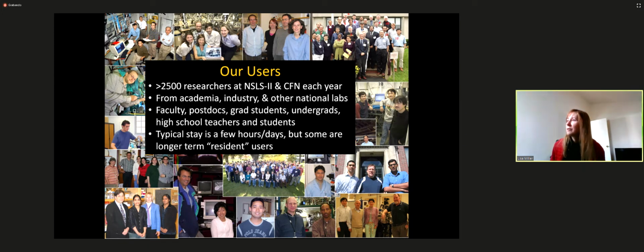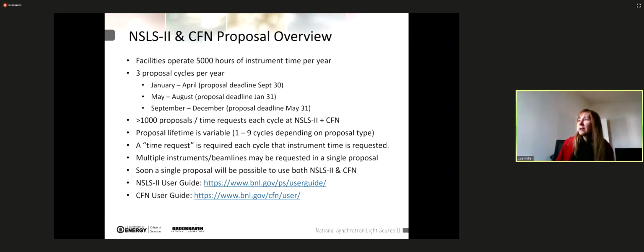And because of the diversity of our users, we have a diversity of different beamlines and instruments, which you've heard a lot about already. So the actual proposal process looks like this, and it works the same for NSLS2, the synchrotron, and also the nano center. The Center for Functional Nanomaterials is CFN. They also do the proposal process the same way. And very soon you'll be able to write a single proposal to access both facilities together, but right now you have to write 2.